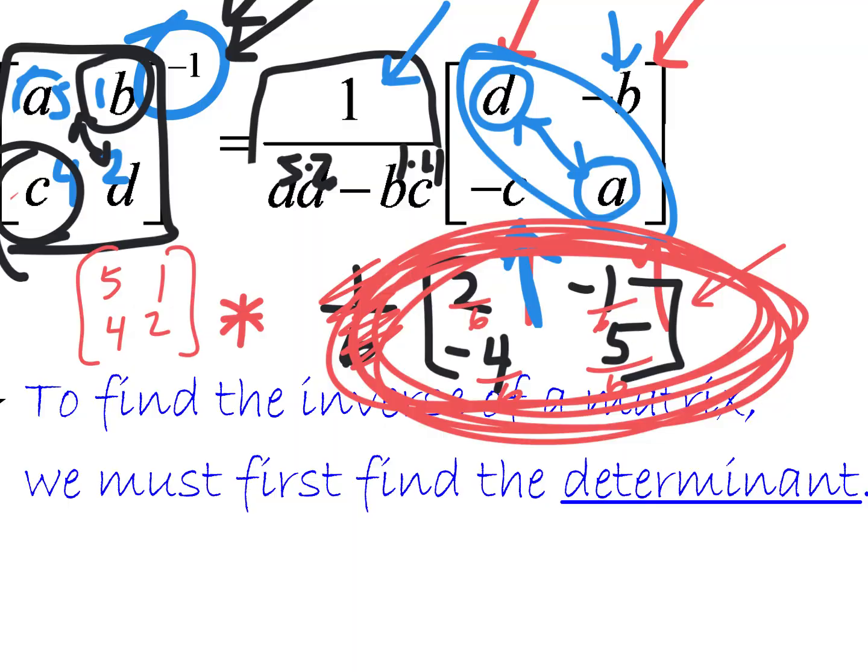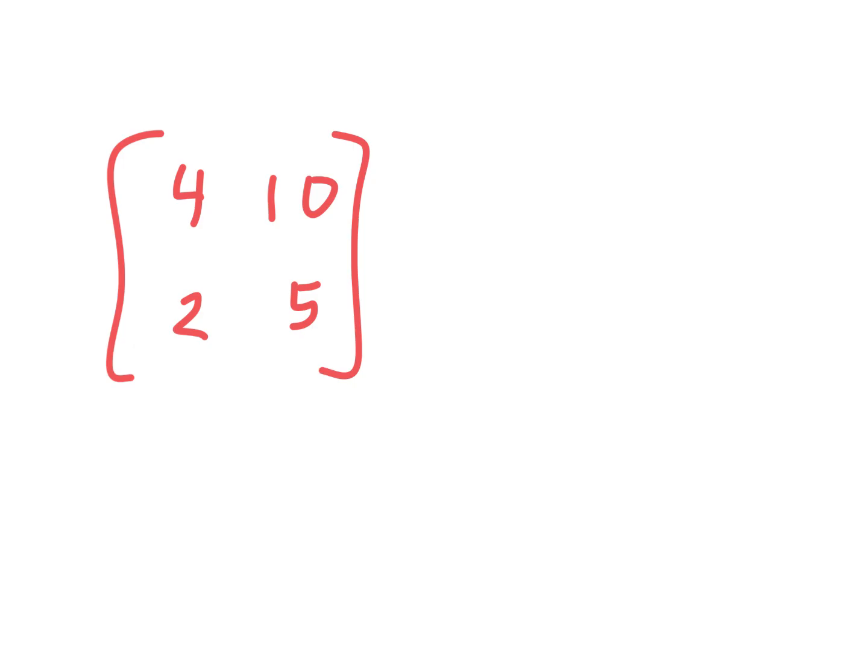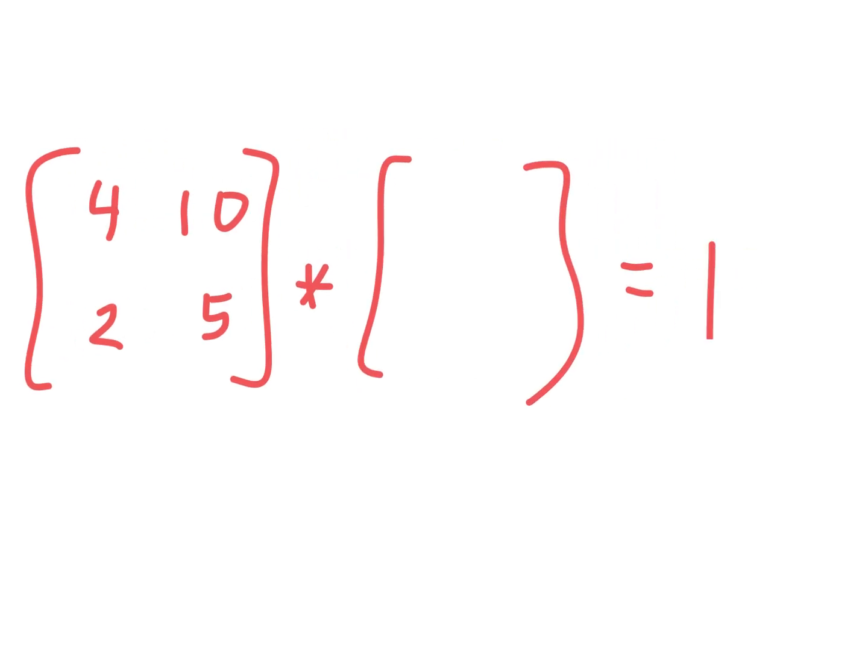So let's try it one more time without the notes on it. Ready? Live without a net. 4, 10, 2, 5. There is our matrix. Now, for some reason, we want to be able to multiply by something and have it equal 1. And that means we need its inverse.